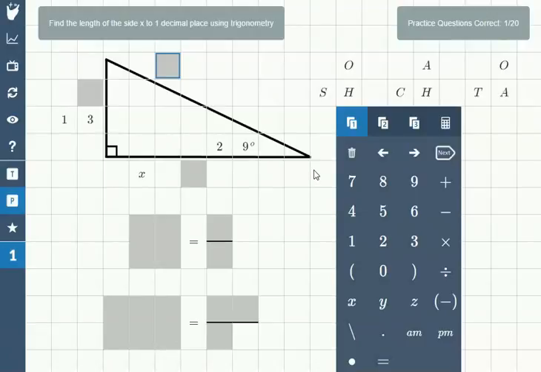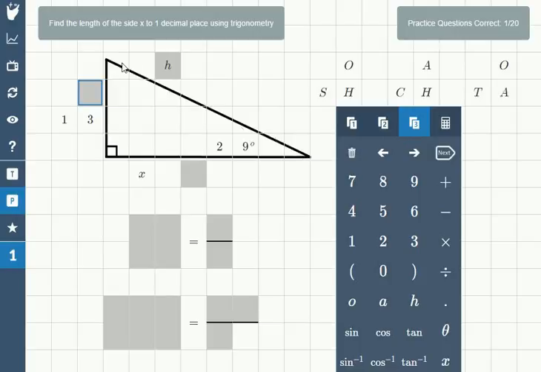To answer this question, we need to find the missing side length x of this right angle triangle using trigonometry. And as with every trigonometry question, the first step is to label the sides of our triangle. So I'm going to pop over to tab number 3 and put an H in the first box because this long side here is the hypotenuse.